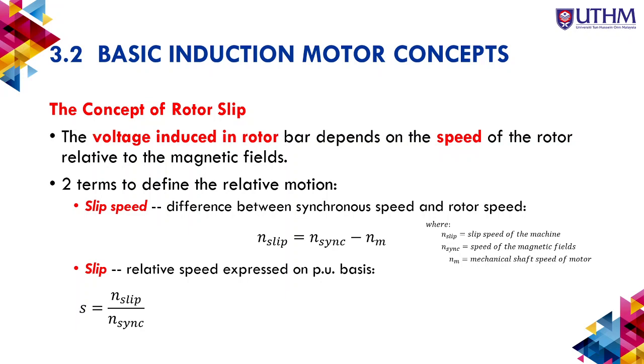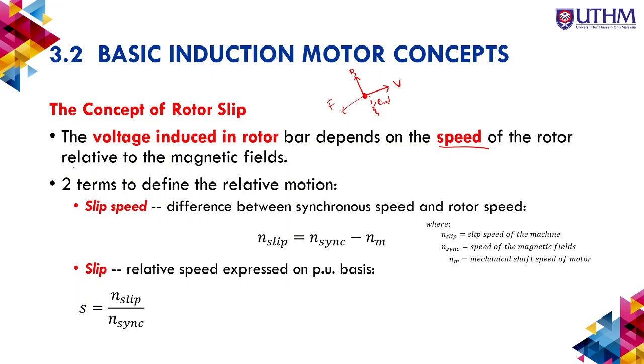Okay, so the voltage induced in the rotor bar depends on the speed. Remember earlier we had B and then we had V. V is the speed, it depends on the speed. Okay, then only do we have the F from before. So the voltage induced in the rotor, when there is I, there is E. So the voltage induced in the rotor bar depends on the speed of the rotor relative to the magnetic field.